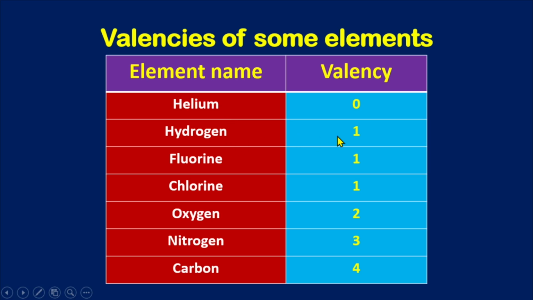Hydrogen has valency 1. It can combine with one element, and fluorine, chlorine also have one valency each. Oxygen has a valency of 2, which means it can combine with 2 atoms of one valency. Nitrogen has 3 valency and carbon has 4 valency.